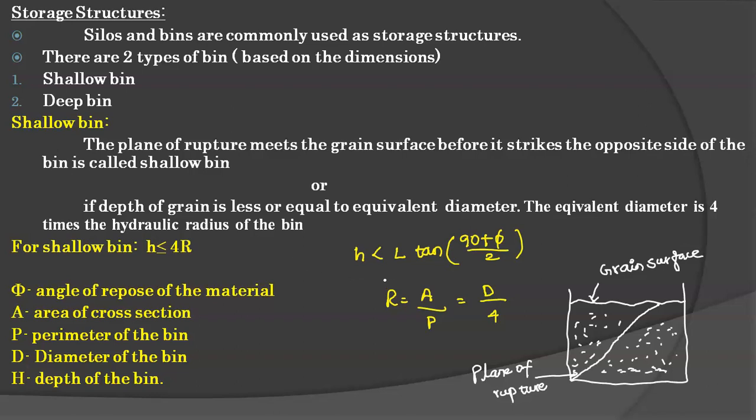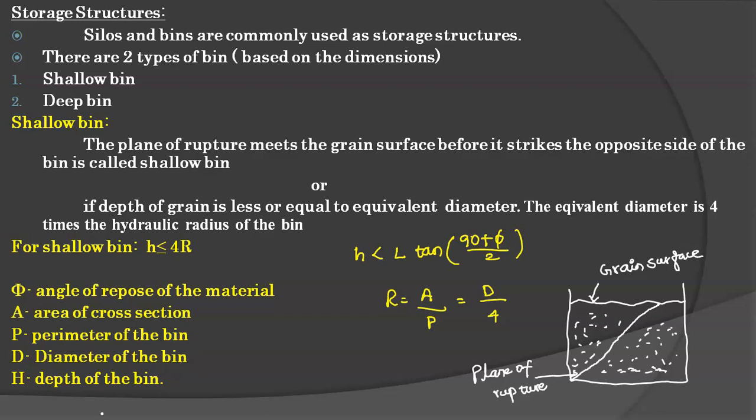So the formula becomes H is less than or equal to R tan (90 plus phi divided by 2), where R is the hydraulic radius. Hydraulic radius means area by perimeter, which is D divided by 4. Phi denotes the angle of repose of the material, A denotes the area of cross section, P denotes the perimeter of the bin, D is the diameter of the bin, and H is the depth of the bin. This shallow bin has been used to store grains.